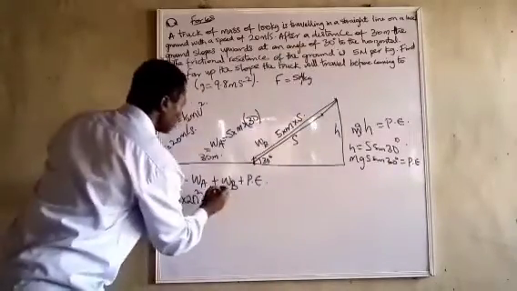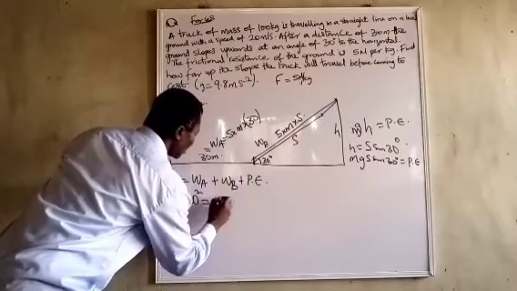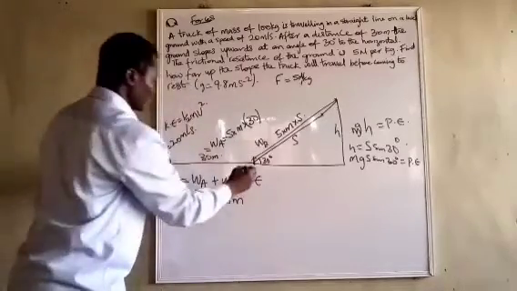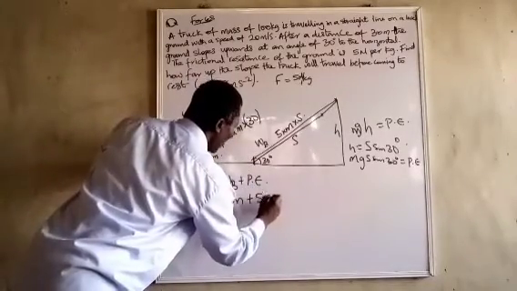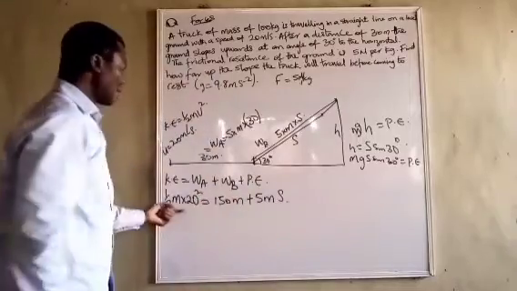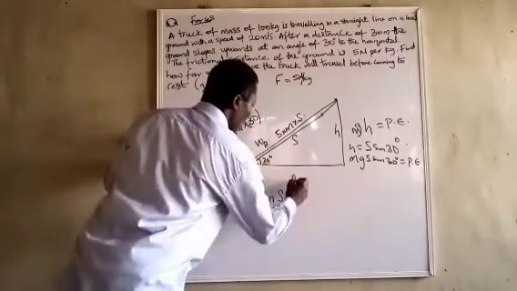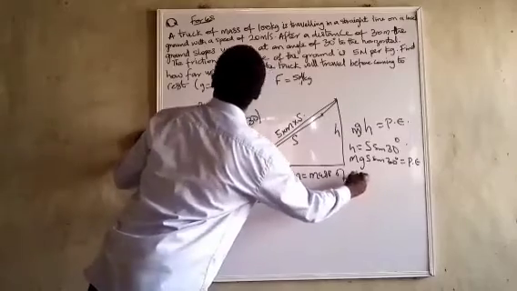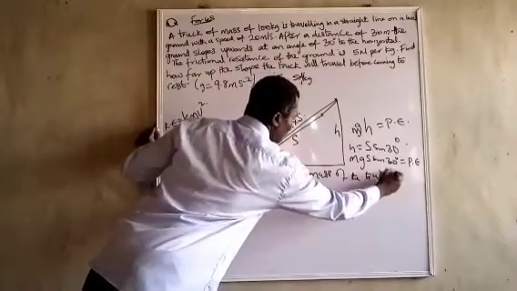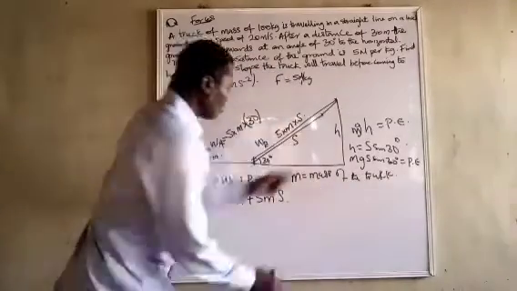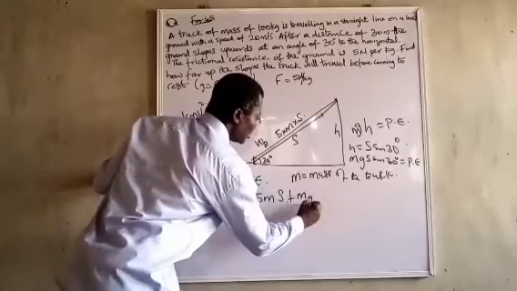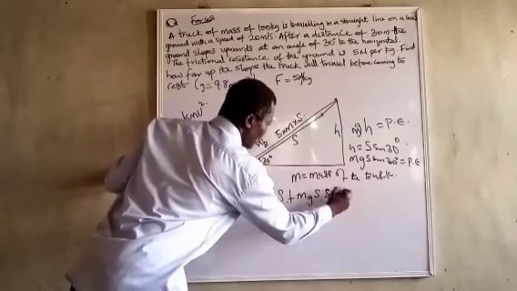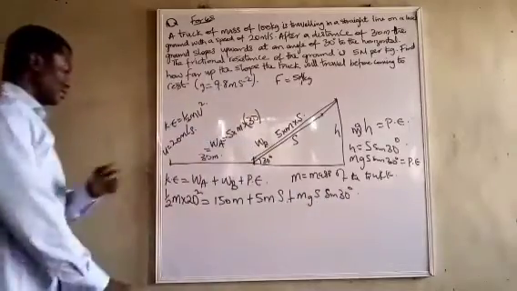So, I'm going to have 150 N plus 5 N. Here N is the mass of the body, N equals mass of the truck. And then I will have plus N g sine 30 degrees. Now let's cut what we can cut.